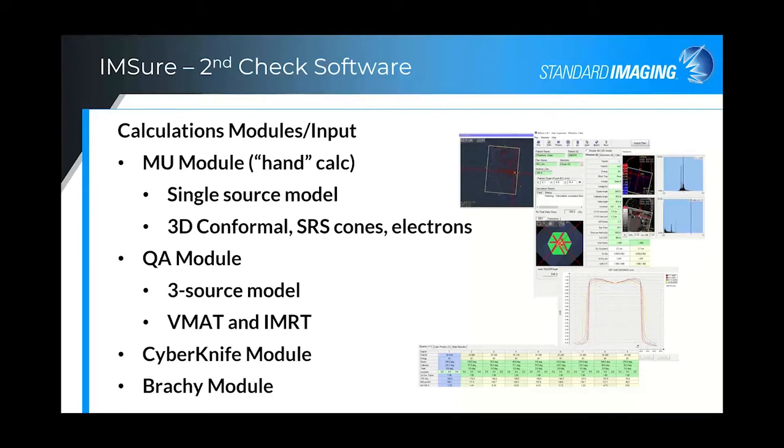Our first solution I'm going to touch on in a little more detail is IMSure. It's a very simple and quick second check software, but it's independent. This software contains 4 calculation modules. The MU module, which is your basic hand calculation, assuming a single source, and then we can handle more complex plans using the QA module, things such as VMAT and IMRT, with a 3-source model to include some additional scatter. CyberKnife and brachytherapy modules are also included.